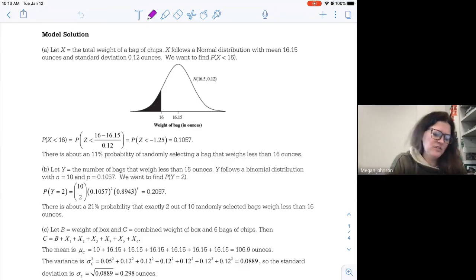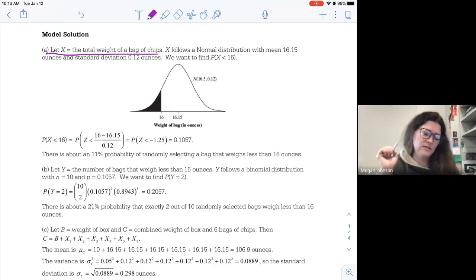So notice the first thing that they said in the model solution, they named their variable. Okay, important. The variable is not named in the context or in the main description of the question. So they said, let X equal the total weight of a bag of chips. Key. So they named their variable. That was a key thing. The other thing that they did that is key, but I'm not sure it's totally necessary if you draw the picture, which I'm going to suggest you all do.